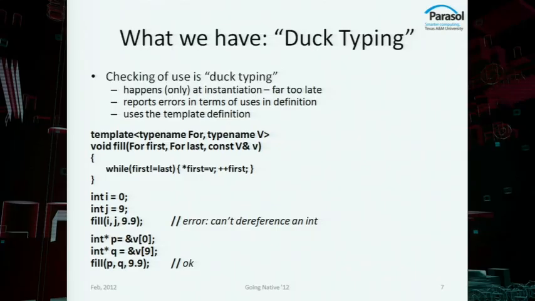So let's look at fill again. There are two examples. I call it with two integers, and the compiler, probably far too late for our taste, reports that it can't dereference an int. Now, we may be able to deduce that that was because we passed an int where it wanted an input iterator, but that's not what the compiler says, because we never said we wanted a forward iterator. We're just using it, assuming it's a forward iterator. If we pass it a forward iterator like an int star, everything's fine.